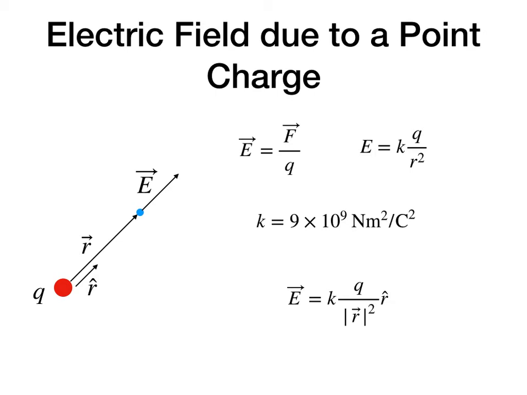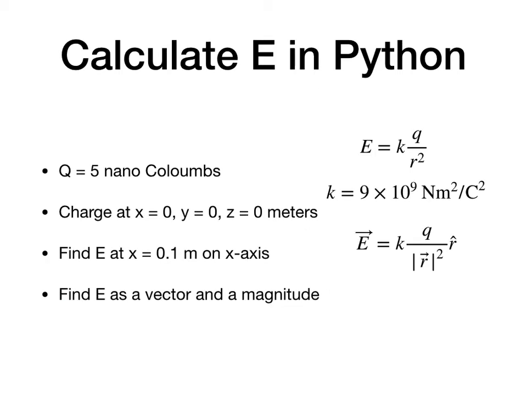Okay, let's do an example in Python. So Python isn't anything special, but it allows us to deal with vectors and allows us to calculate things that may be a little bit more difficult. So let's assume that we have a 5 nanocoulomb charge at the origin. So it's at x equals 0, y equals 0, z equals 0.